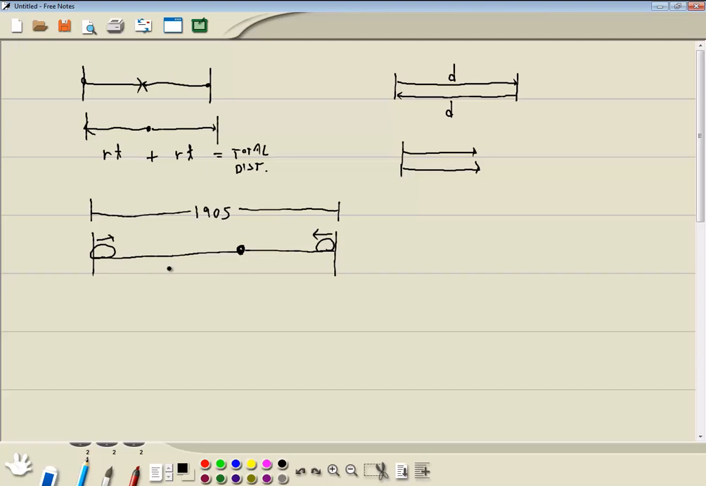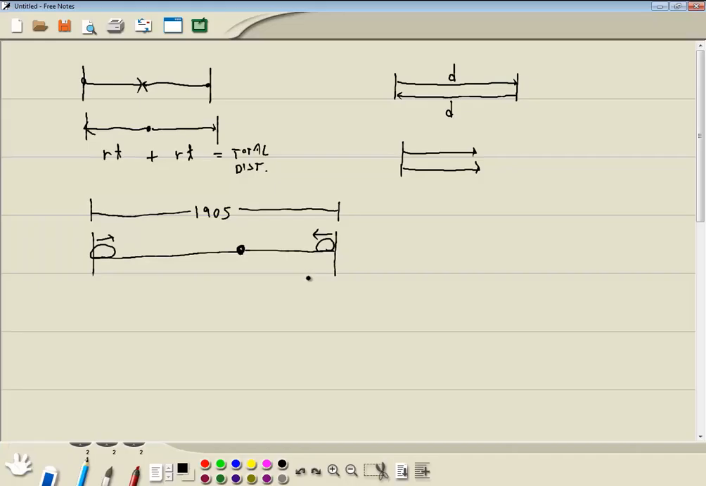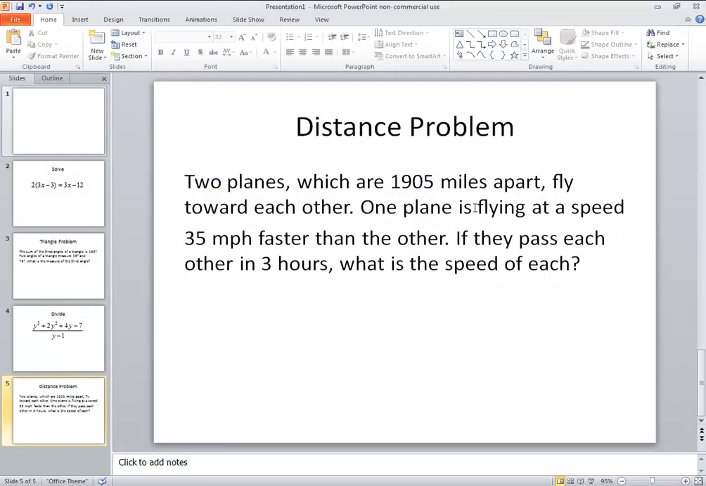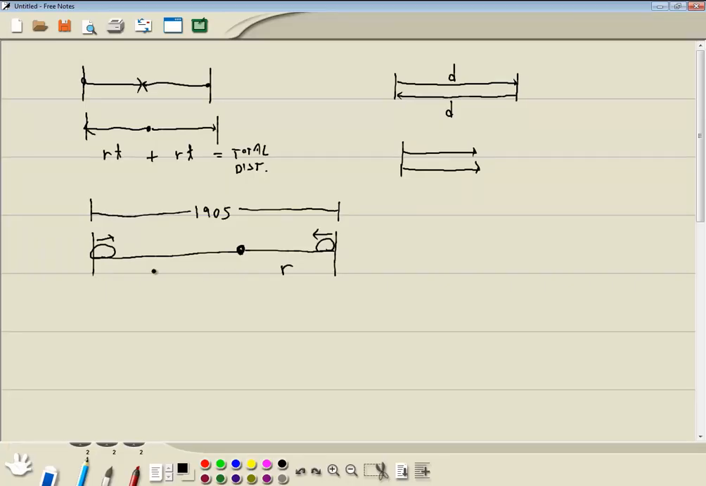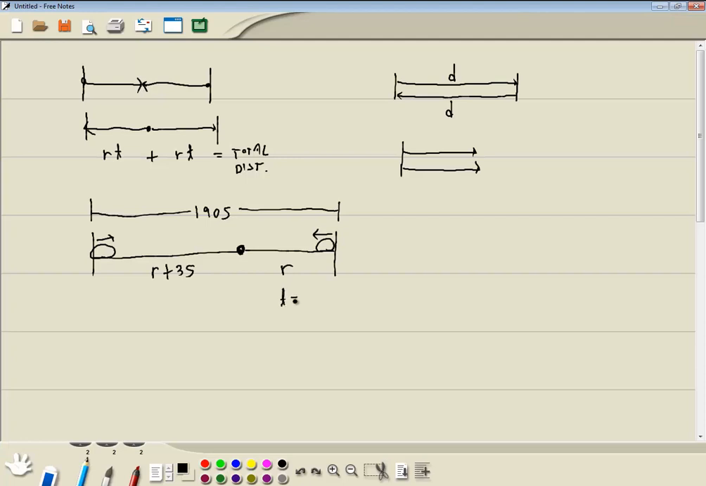So the rate and time of this plane plus the rate and time of this plane is going to give us 1905. One plane is flying at a speed 35 miles per hour faster than the other. Well, if this one has a rate of r, then the other one is flying at a speed 35 miles per hour faster than the other. So this one will be r plus 35. I'm saying this is my faster plane. This is my slower plane. And it says if they pass each other in 3 hours, so they're just telling us directly that t is equal to 3.